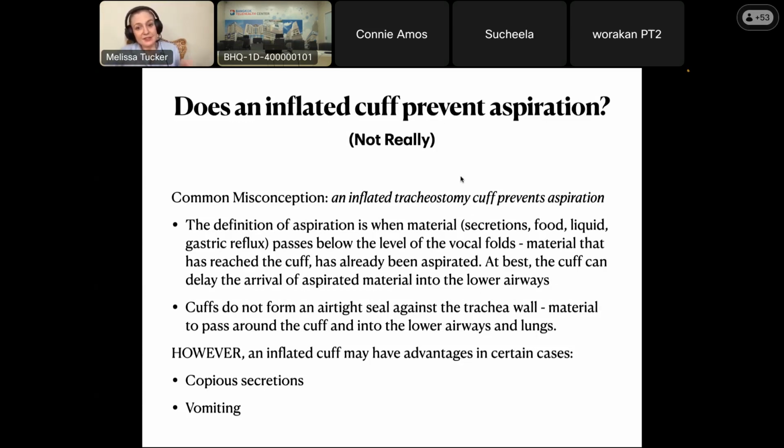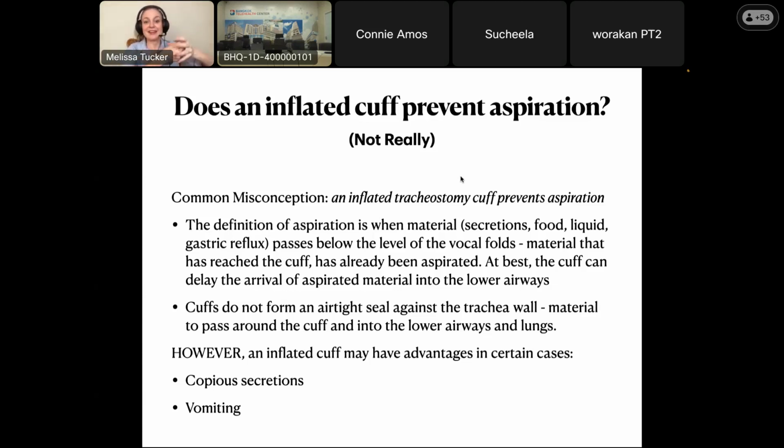The definition of aspiration is that material, so the person's secretions, food or liquid that they've tried to swallow, or their gastric contents, are below the plane of the glottis, so below the level of the vocal folds. So here's your vocal folds, and the cuff is down here. So any material that's sitting on top of this cuff has already been aspirated. It's already below the vocal folds.